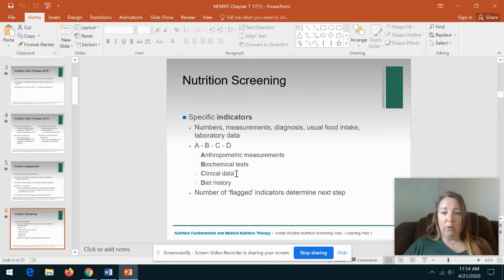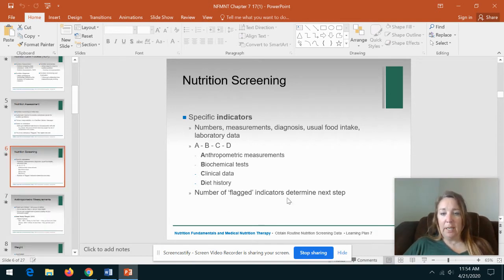clinical data. That's going to be things like weight loss, medications that might interfere with their nutrition status, diagnoses that may prove to be difficult to treat with decreased nutritional status. And then finally, a diet history. Okay, so are they having problems purchasing food? Do they have transportation issues? Do they only eat one food group, or do they completely skip out on fruits and vegetables?